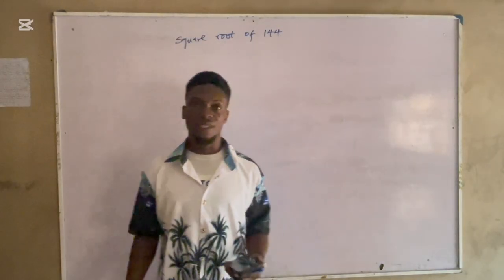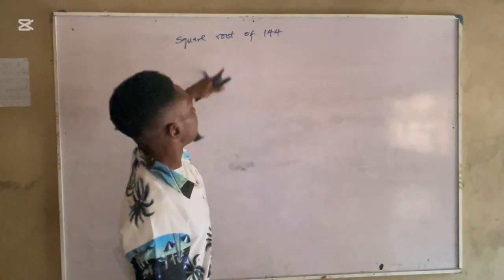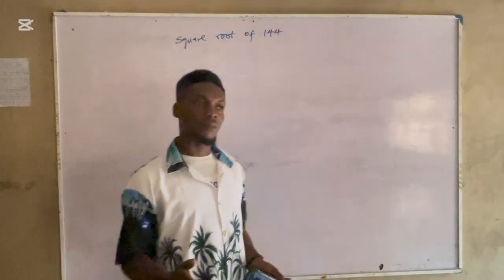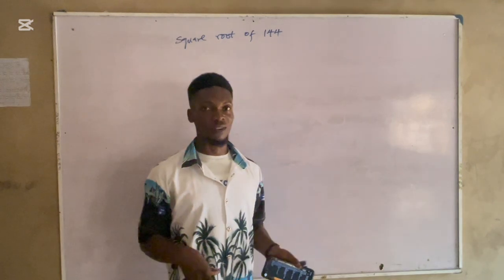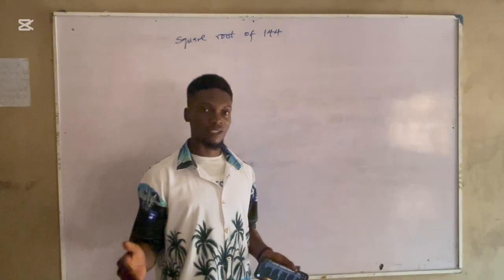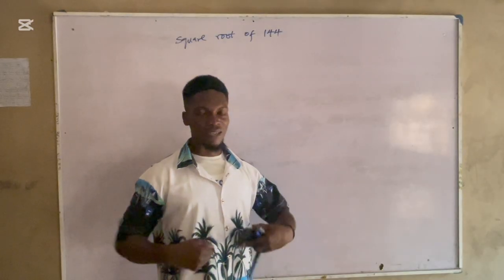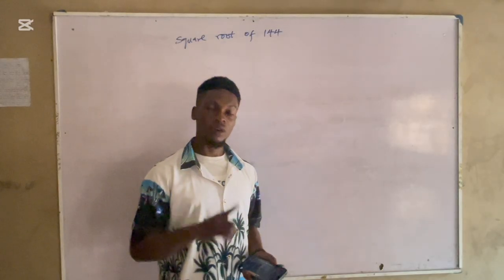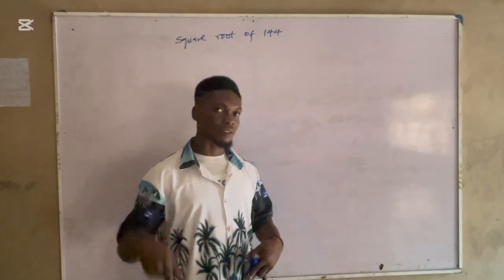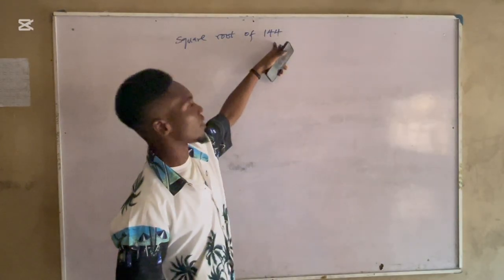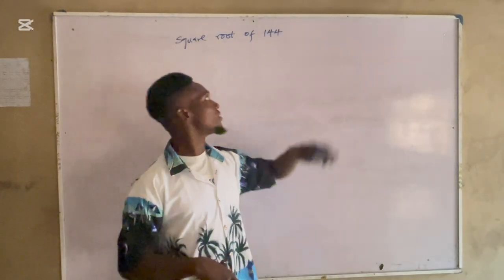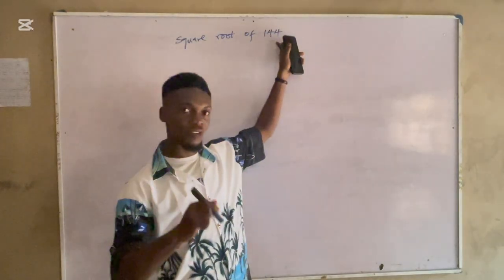The next question says, what is the square root of 144? Square root means, let me bring it down to a layman's understanding. What we mean by square root is, what number can you pick? What particular number can you pick and multiply by itself to give you 144? If there is any number you can multiply by itself to give you 144, then that number is the square root of 144.